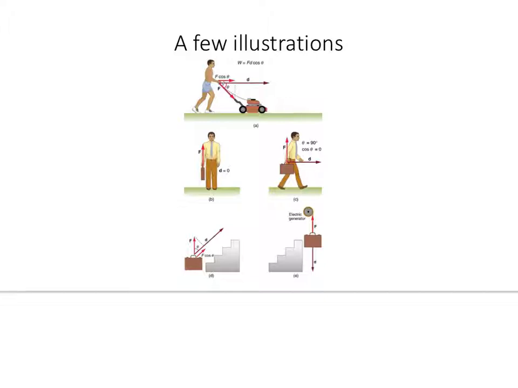And then finally, in this last example, the force on the briefcase is upward because, again, we have to support the weight, but the briefcase is being lowered, so the displacement is in that direction. So that means that the angle here between the force and the displacement is 180 degrees. The cosine of 180 degrees is -1, so therefore this is negative work, and that's because the briefcase is being lowered rather than raised. Another way to look at this is that the briefcase is doing work on this electrical generator.